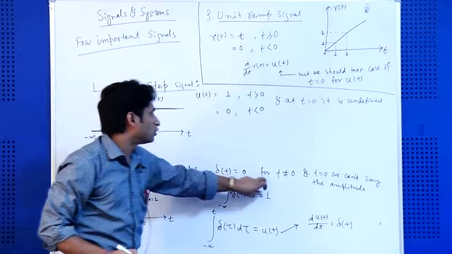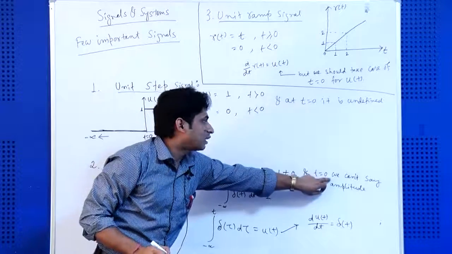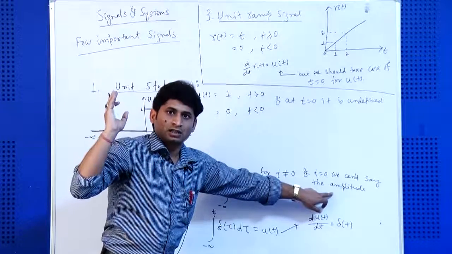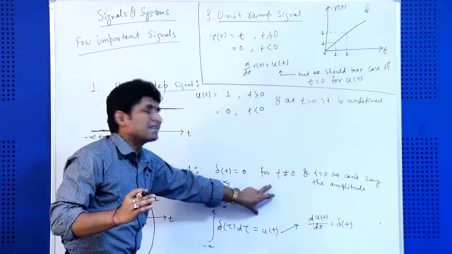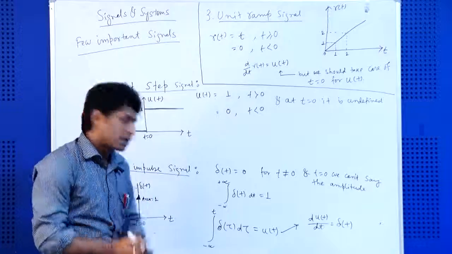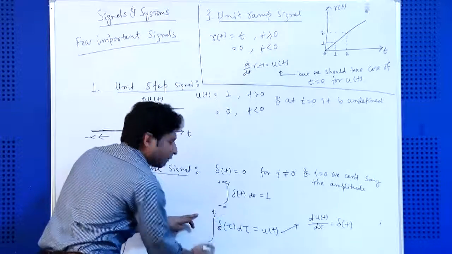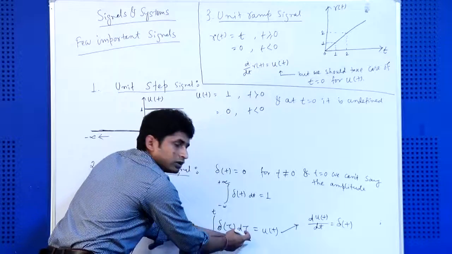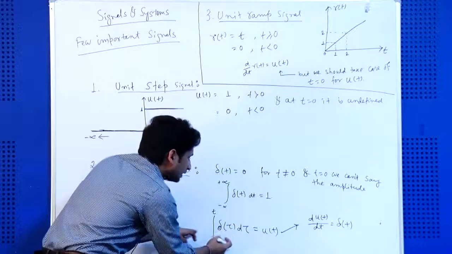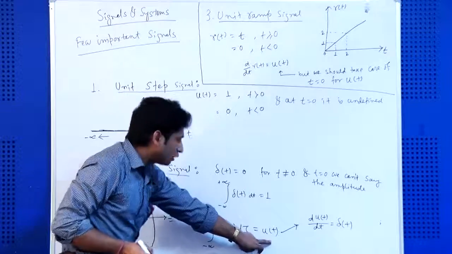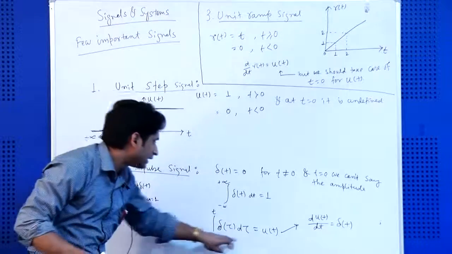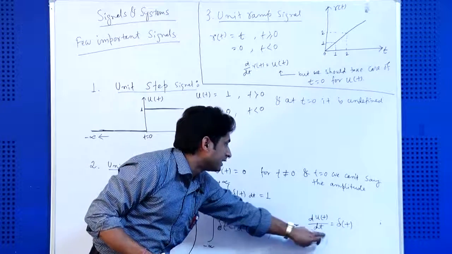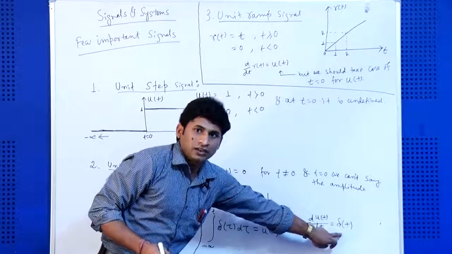So δ(t) is equal to 0 for t not equal to 0, and at t equal to 0 we cannot predict the amplitude, it goes towards infinity, and the area under the curve is equal to 1. Another definition is that the integral from minus infinity to t of δ(τ) dτ, where τ is a dummy variable, is equal to u(t). So we can represent δ(τ) in terms of u(t). On the contrary, d u(t)/dt is equal to δ(t), is it not so?